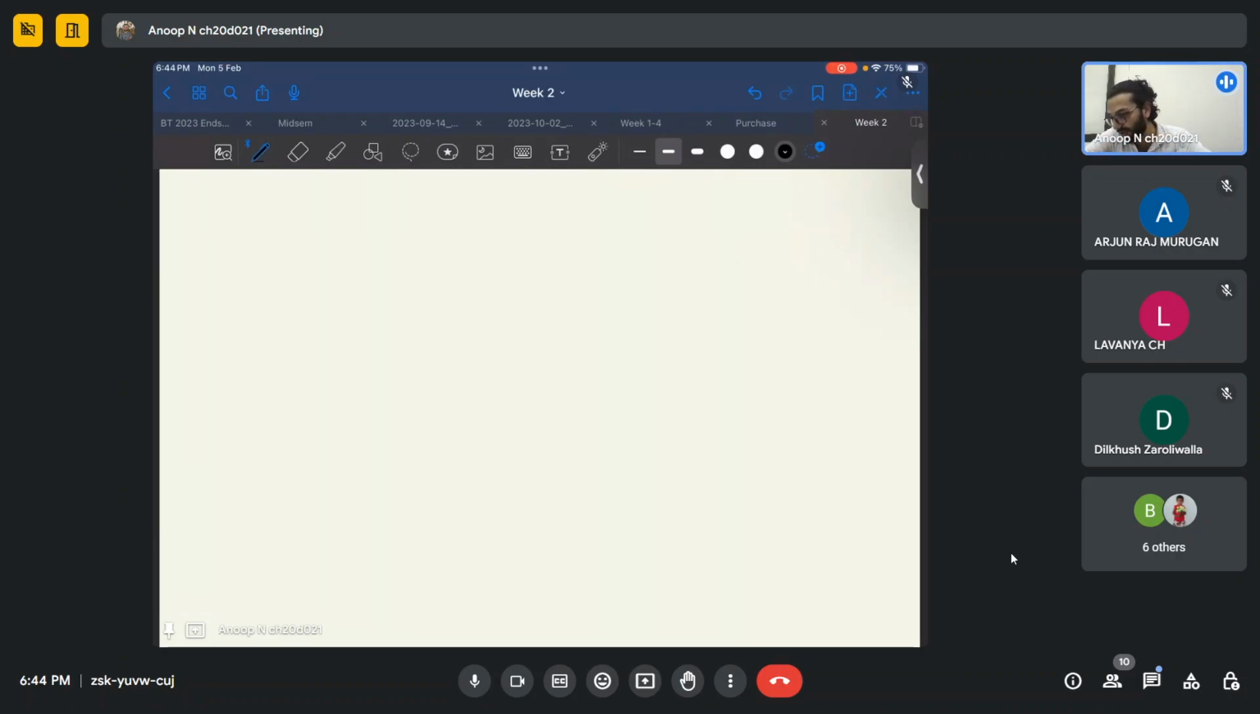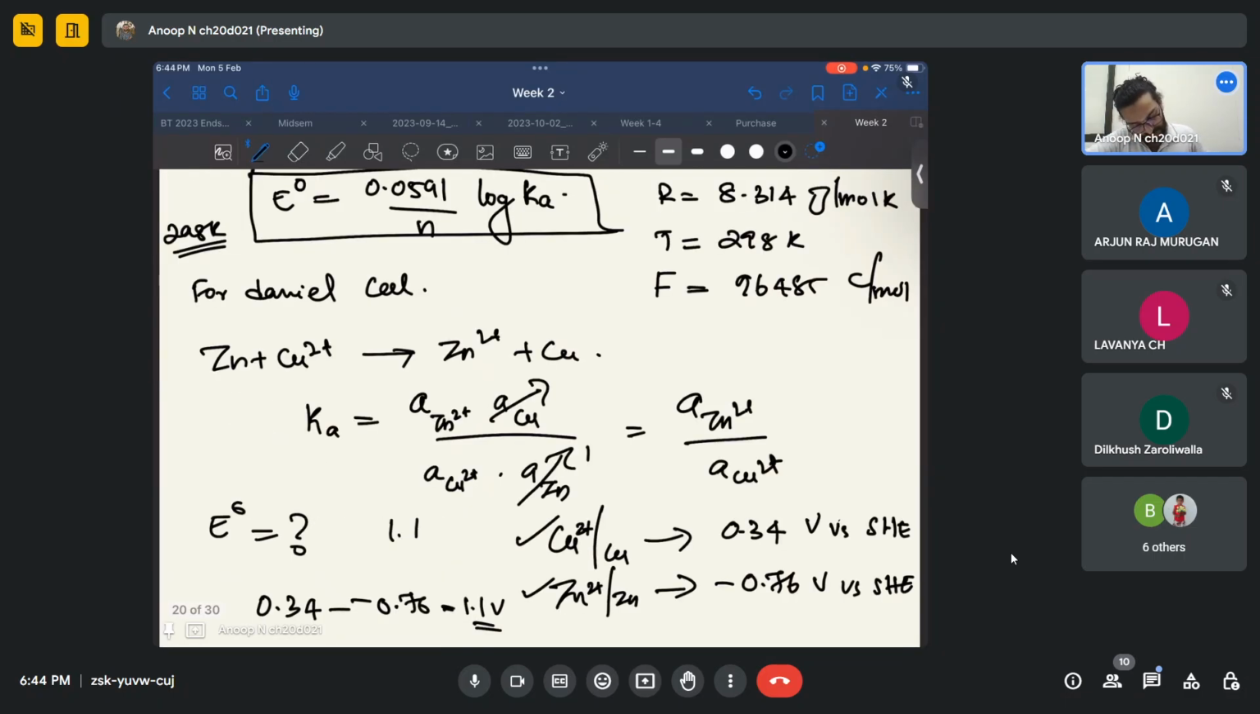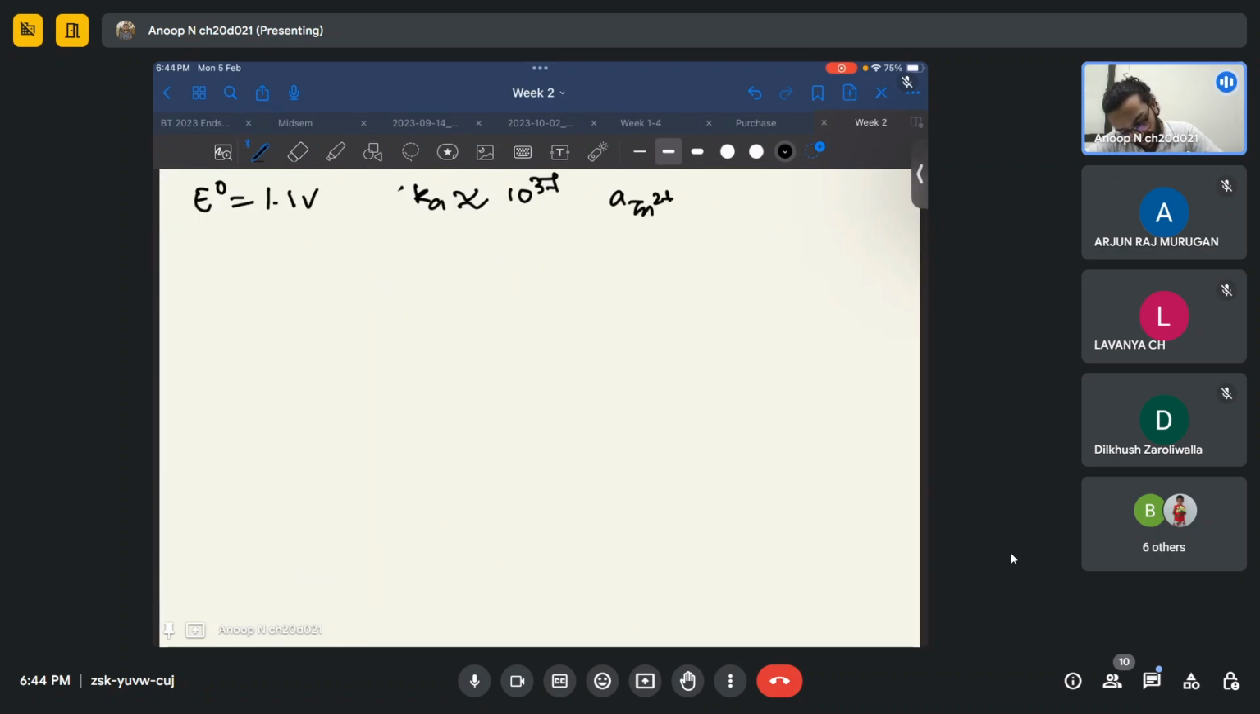So using E0 equal to 1.1 volt, you can write Ka is approximately, I didn't calculate it, in the range of 10 raised to 37. That is, activity of Zn2+ by activity of Cu2+ is in the range of 10 raised to 37. So like that, you can calculate the equilibrium constant using this relationship.